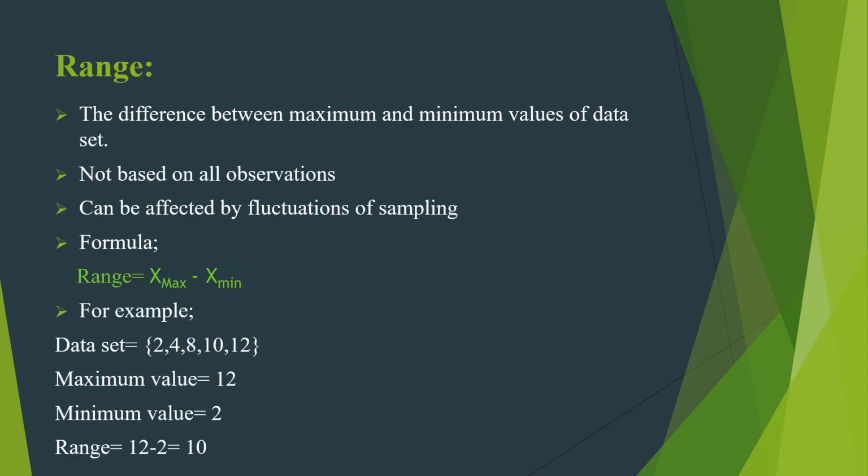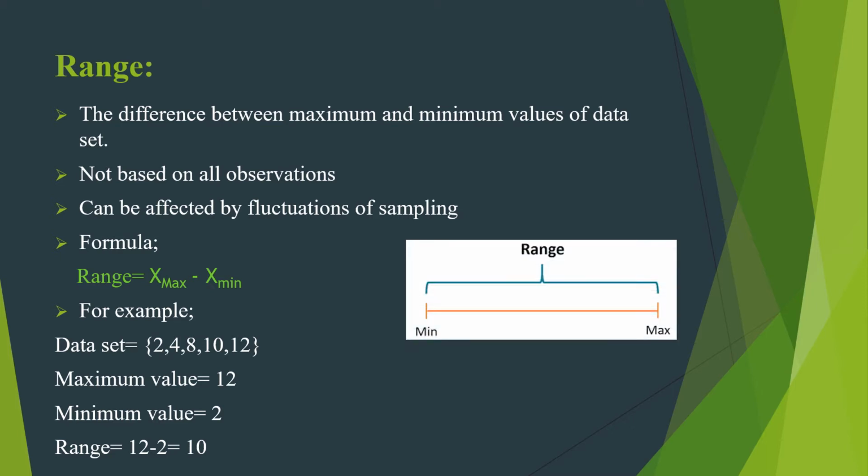What is range? The difference between the maximum and minimum values of a data set is called range. It is not based on all observations and can be affected by fluctuation of sampling. For example, range is maximum value minus minimum value of data. For data set 2, 4, 8, 10, 12, the maximum value is 12 and the minimum value is 2, so range will be 12 minus 2 equals 10.